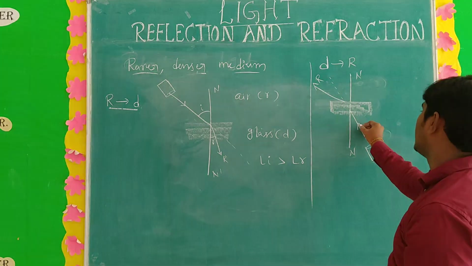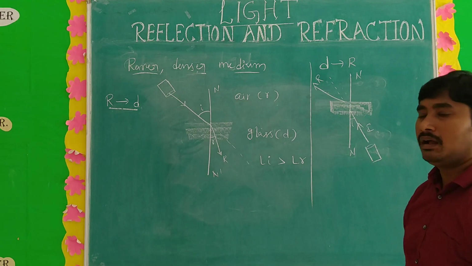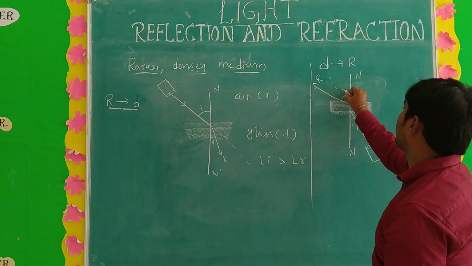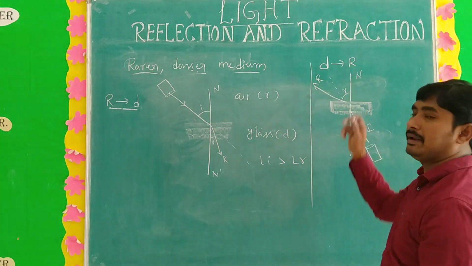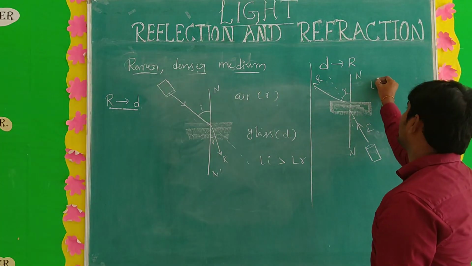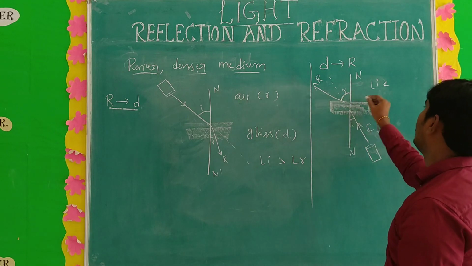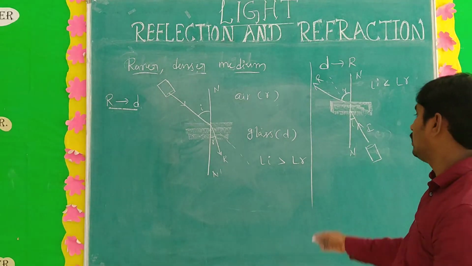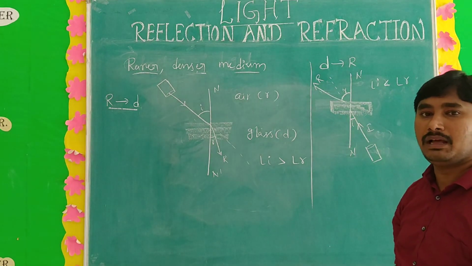The angle between the incident ray and the normal is called the angle of incidence, and the angle between the refracted ray and the normal is called the angle of refraction. So in the second condition, denser to rarer medium, the angle of incidence is less than the angle of refraction. See here, this is a small angle and this is the larger angle. And the refracted ray bends away from the normal.